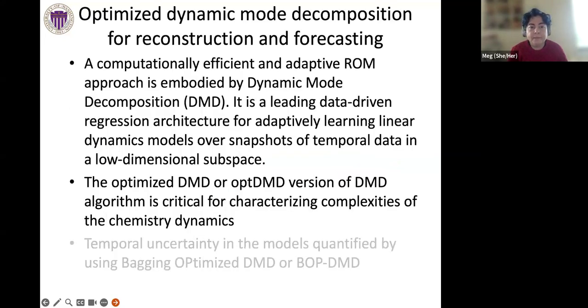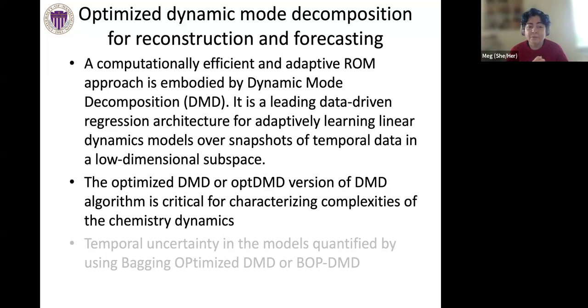Now I move on to the second part of my research work, which is optimized DMD for forecasting and reconstruction of the data. A computationally effective and adaptive reduced order model approach is embodied by the DMD. It is a leading data-driven regression architecture for directly learning linear dynamics over snapshots of temporal data in a low-dimensional space. And here I'll demonstrate that the optimized DMD, or the OptDMD version of the DMD algorithm, is critical for characterizing the complexities of the chemistry dynamics.